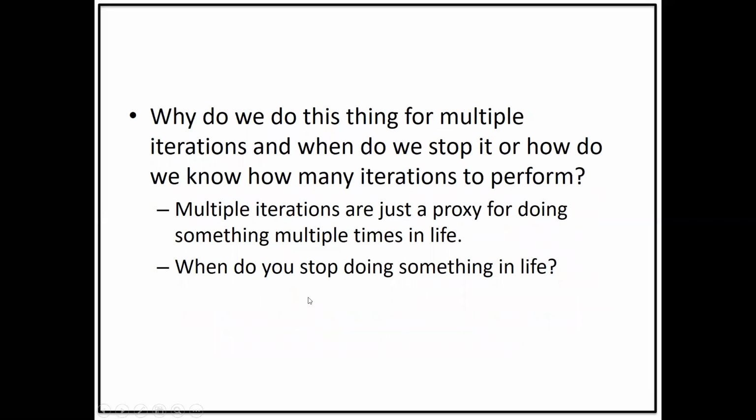Next question is, why do we do this thing for multiple iterations, and when do we stop? Or how do we know how many iterations to perform? So these multiple iterations are just a proxy for doing something multiple times in life. You could do an action multiple times, like I was giving you the example of performing exercises. You do your regular exercise, you work out every day. It could be equated to you performing an action.